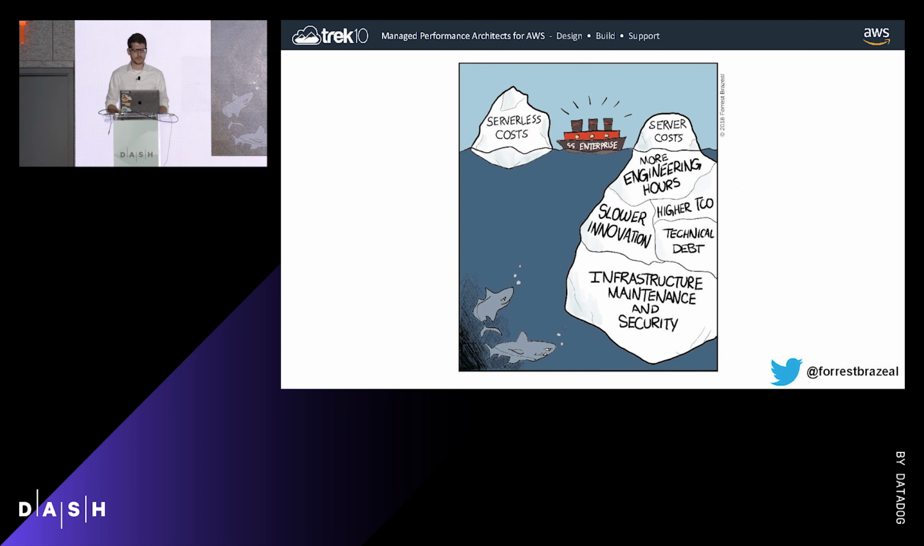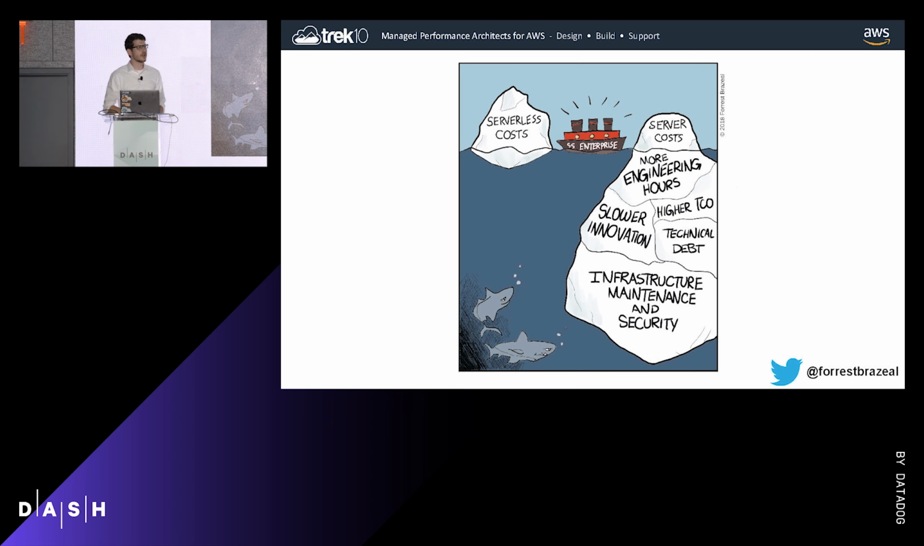Serverless costs, you'll see that iceberg on the left. It's a little higher above the waterline. There's potentially more that you're paying for those managed services up front. But look at everything below the waterline for a traditional architecture. The maintenance and security as you're building out stuff that perhaps doesn't directly impact your business. The slower innovation because you're taking more engineering hours away from that to focus on the infrastructure. And then the SS Enterprise there, the little ship in the middle. Either of those icebergs is more than big enough to sink that poor ship. The question is, where do you want to be traveling towards?